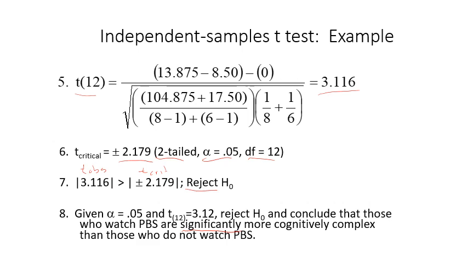Now you notice that step 8 here is talking about one being greater than the other, even though the hypotheses were non-directional. That is because even though the hypotheses are non-directional, we can look and see that those who were in the watch PBS group are greater than the non-PBS group. The PBS group had an average of 13.875, the non-PBS group an average of 8.5. So we can determine that the PBS group was greater. We got a significant result on just a non-directional difference, but we can look at the means in our samples and figure out which one is greater than the other and put that in our step 8.